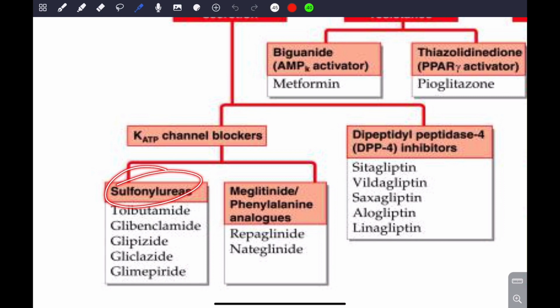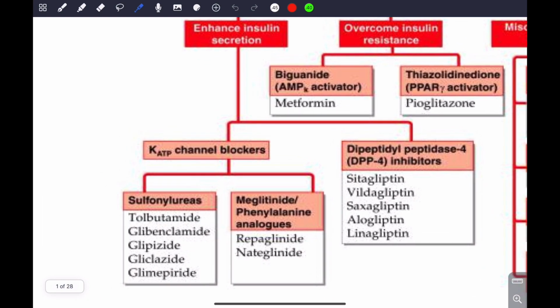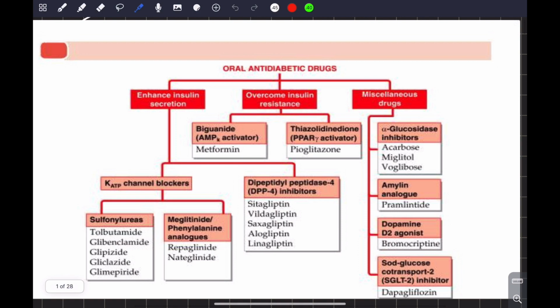So this is a sulfa group, so there will be a sulfa reaction with it. So remember that from the name only. There is a first generation and there is a second generation, right? Tolbutamide is the first generation sulfonylurea, and glibenclamide, glipizide, gliclazide, and glimepiride are the second generation sulfonylureas, right? So meglitinides and phenylalanine analogs, repaglinide and nateglinide, are also oral drugs which we will study in depth, right? So first we will start with sulfonylureas. So let's move forward to it.